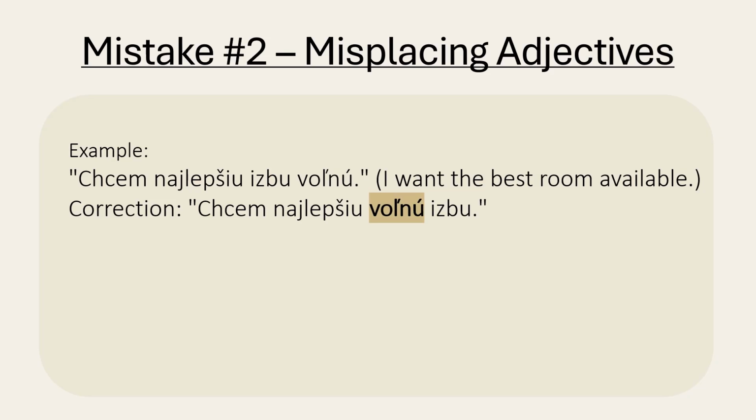Mistake number 2. Misplacing adjectives. In Slovak, adjectives generally come before the noun, unlike in English where they can come after the noun in certain contexts. Example mistake. Chcem najlepšiu izbu voľnú. I want the best room available.